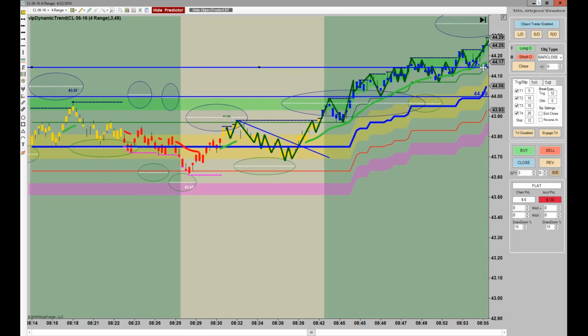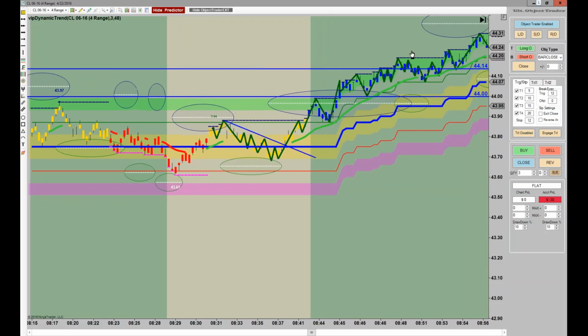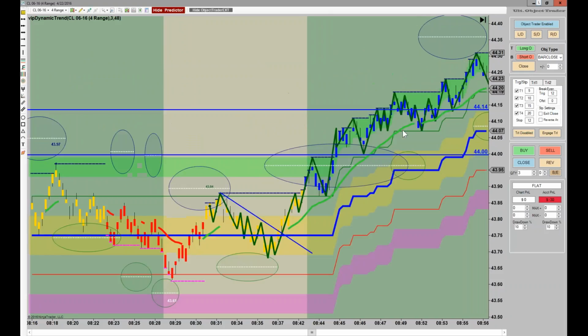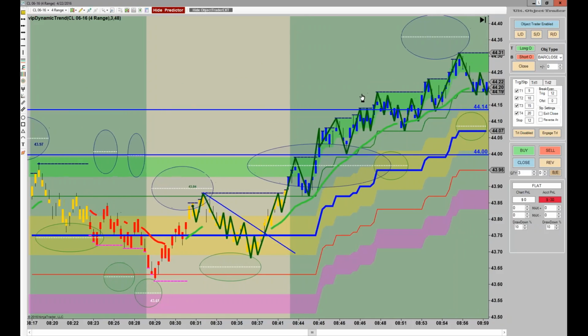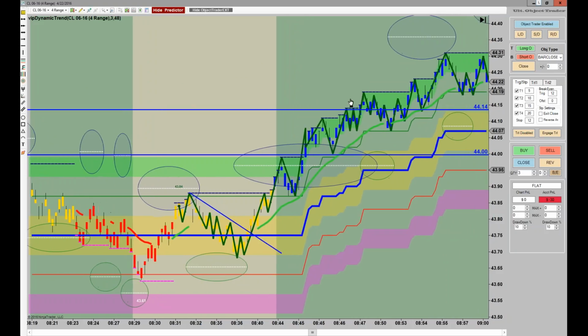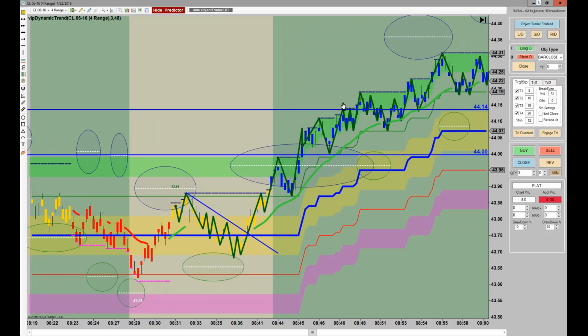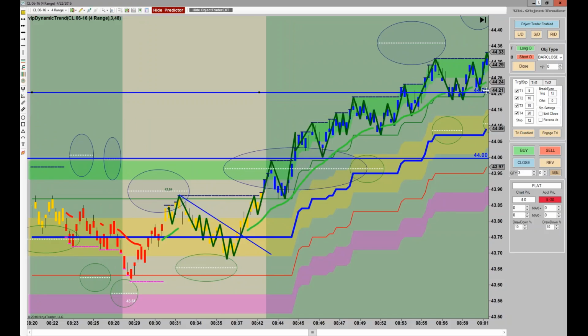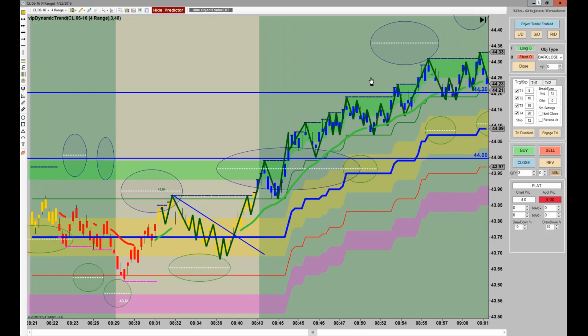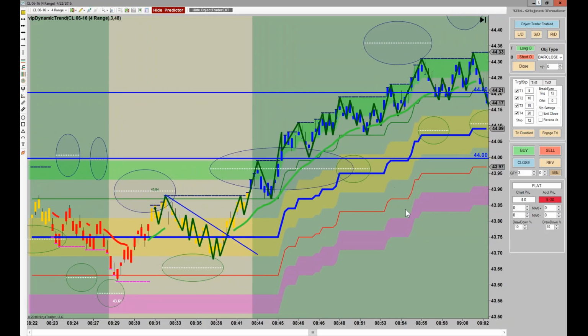Everybody see that? Every time it takes out these highs to the left, just adjust your stop. Hadn't taken it out yet. Now when it does, isn't that your stop right there? Hadn't taken that out yet. And you just got taken out of the trade.